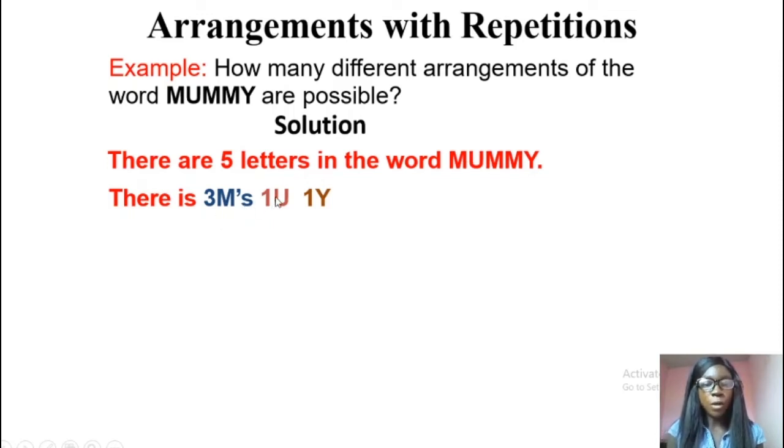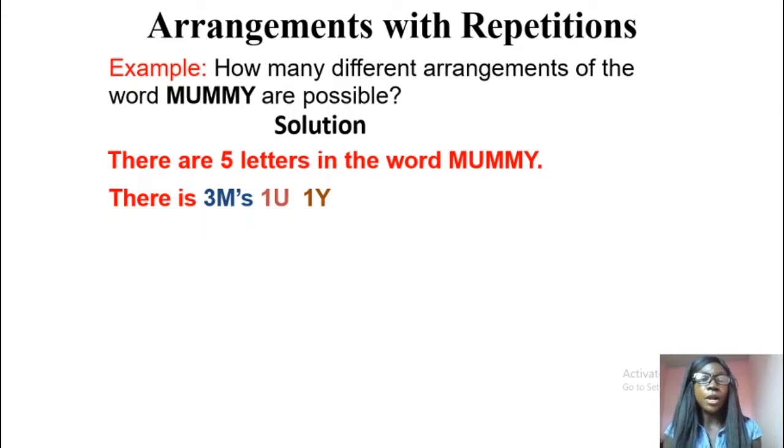We have 1 U, and we have 1 Y. So how can we do that? We're still going to make use of the formula for our permutation. Our n this time will be 5, because we have 5 letters in mommy. Our n will be 5.